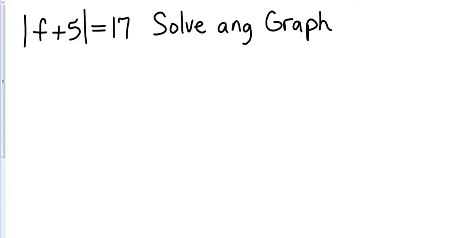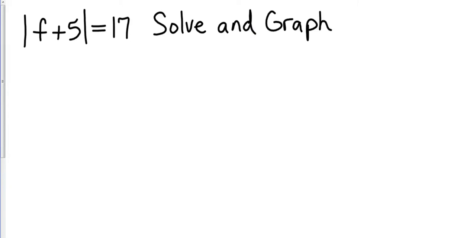Next example gives us absolute value of f plus 5 equals 17. It wants us to solve and graph. Got a little too early with that G, but it happens.